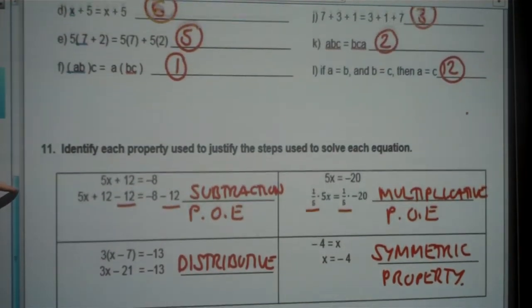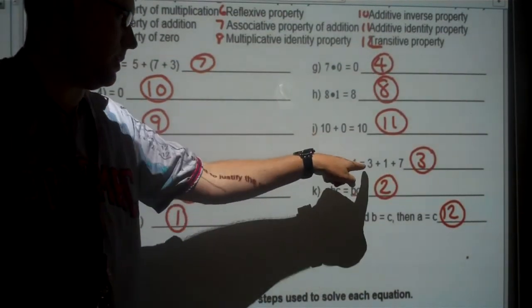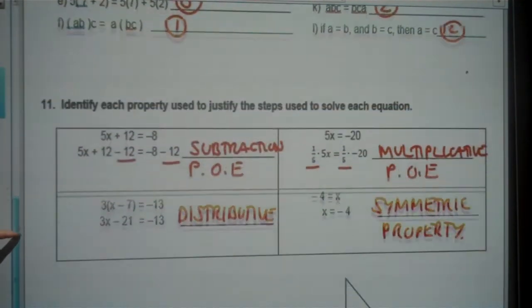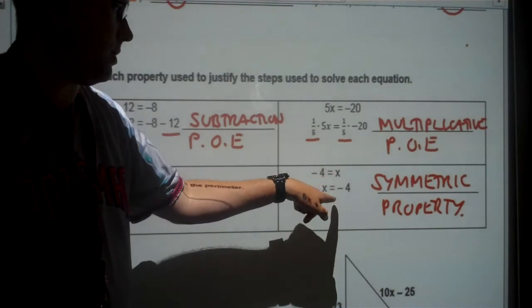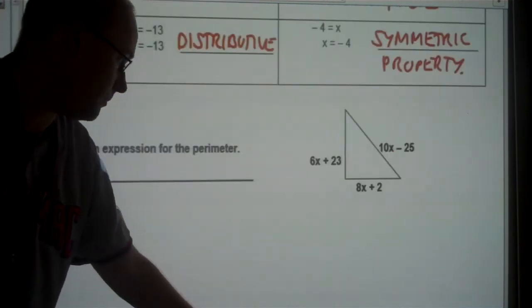If I scroll back and go and find my commutative properties, one thing you'll notice is there's only one equal sign on both of these questions. But if I go back to this question here, you can see that there are 2 equal signs, and that's another big difference between the commutative and the symmetric property.